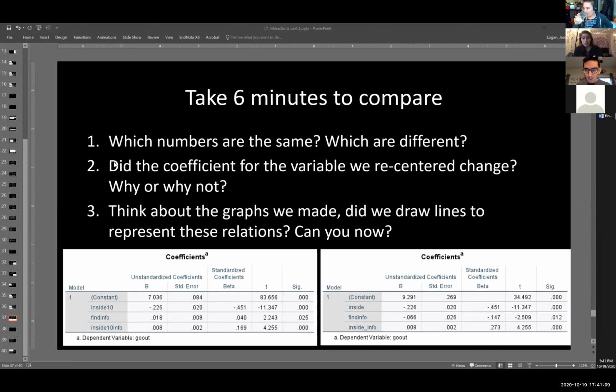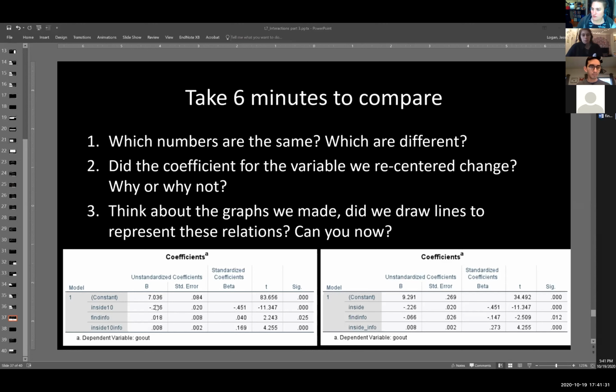Okay, I was confused about this. The coefficient is just the slope, right? No, because the slope doesn't change, it just adjusts, right? It's the y-intercept that changed, which makes sense because you're moving the whole thing, right? Yep.